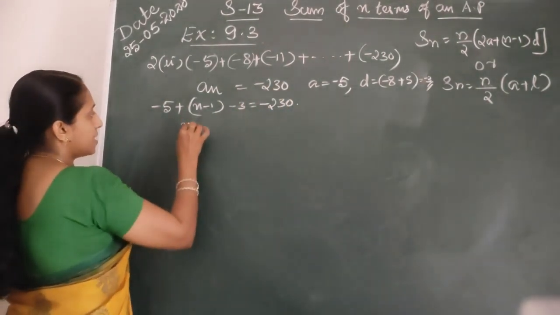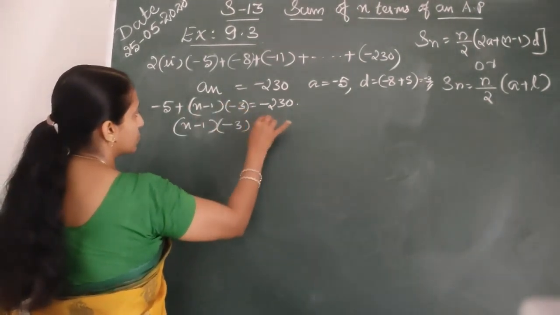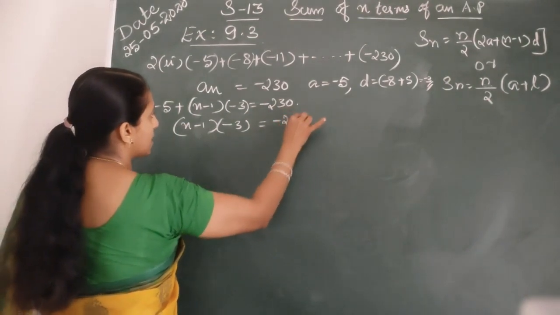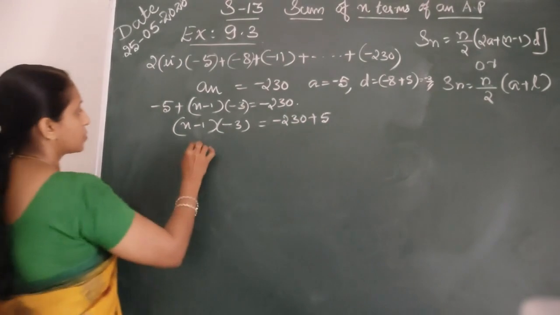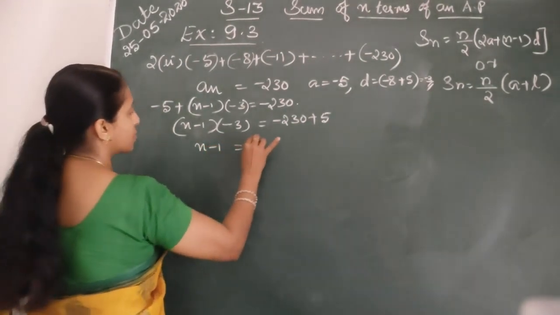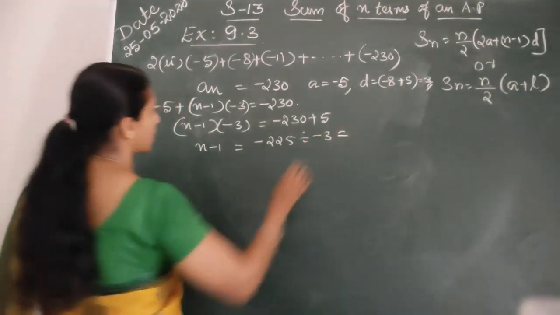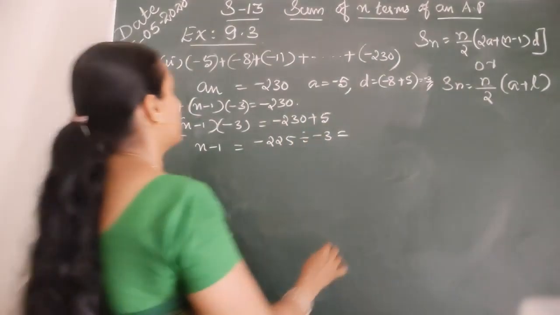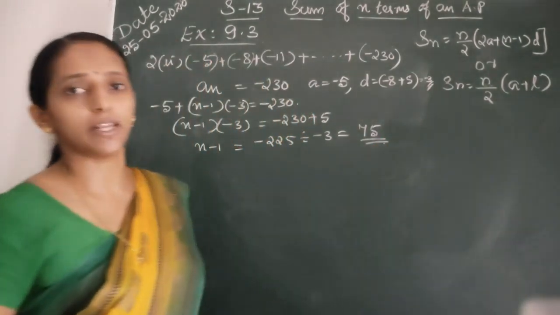And n minus 1 into minus 3 is equal to minus 230 plus 5. You will get a minus 225. So n minus 1 is equal to minus 225 divided by minus 3. What will you get? 75. Yeah. n we got as 75.